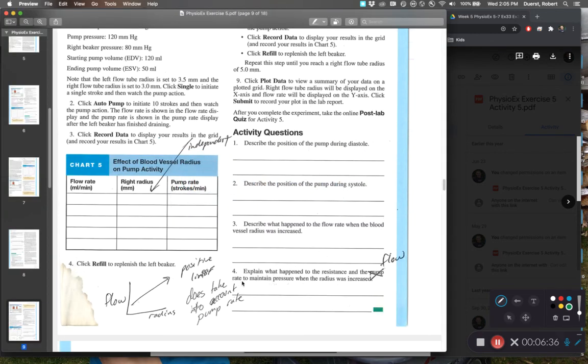So what happens to the flow rate to maintain pressure as the radius was increased? The flow rate goes up. If we have less resistance, flow rate needs to increase in order to maintain constant blood pressure.